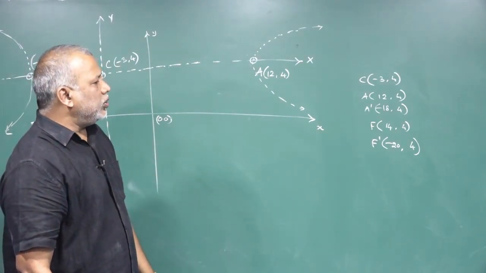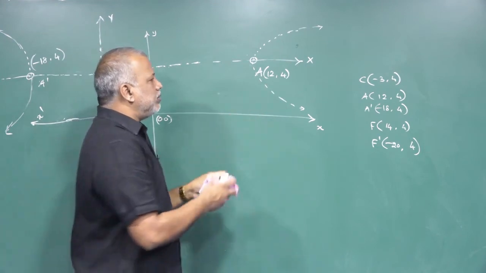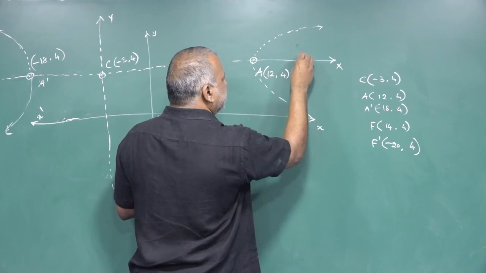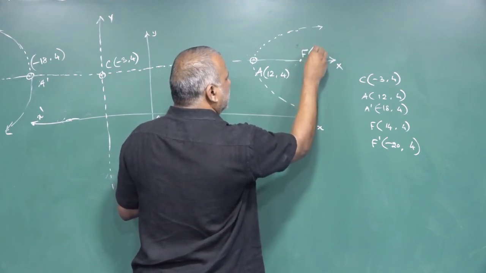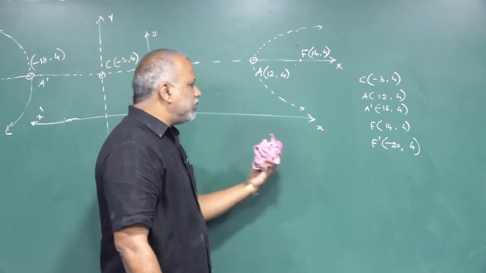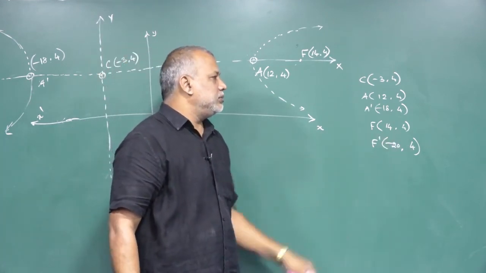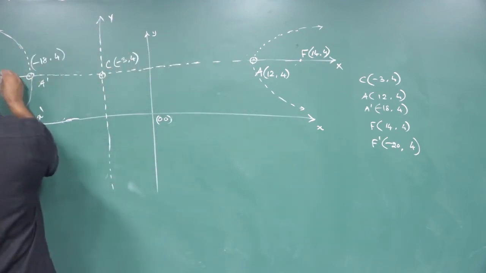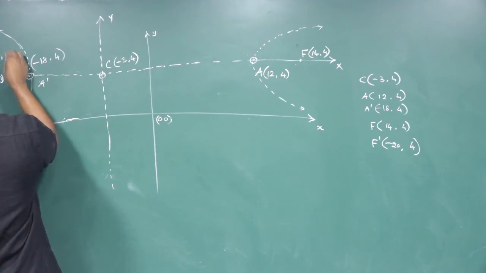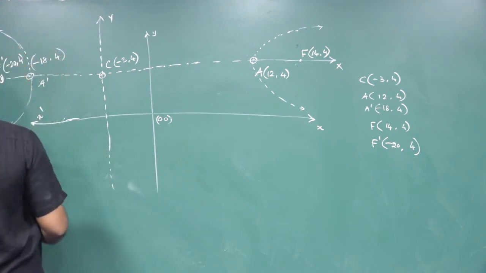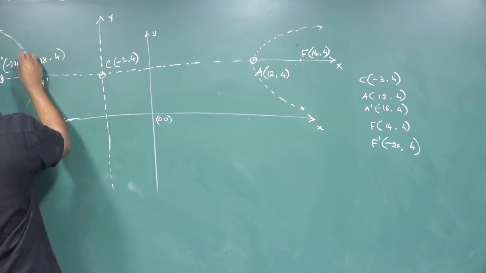Foci means 14 comma 4. Already we worked out 12 comma 4 here. Just after this, it must be the focus F, 14 comma 4. Another focus is 20 comma 4. See here, already we worked out 18 comma 4. The next one, just say here F dash. F dash must be here minus 20 comma 4. So these are the required things.